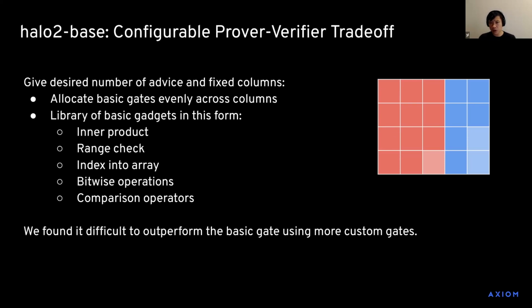And so using this setup, we wrote a base library which has inner product, range check, array indexing, bitwise operations, and comparisons. And something we actually found extremely surprising is that this is basically the most basic gate you could imagine. And we weren't able to get any performance improvement by adding more complicated custom gates or changing our gates into something slightly more complicated.